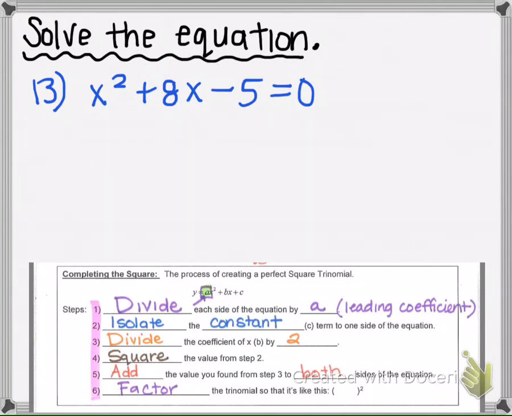So in your notes, we have our steps. So step 1 is divide each side by the quantity of A, but our A value here is 1. So we're going to go ahead and skip step 1. Now we're going to isolate the constant. Remember that this is optional. I'm going to put OP for optional. So step 2 is we're going to add 5 to both sides.